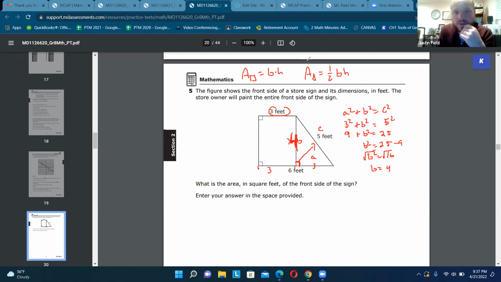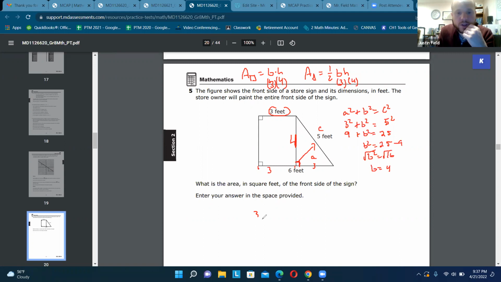You see that? It's 4. It's no longer X. No longer B. It's 4. So that really helps us out a lot. So now we know the height is 4, base is 3 for the rectangle, and the base is also 3 for the triangle. So we can do that.